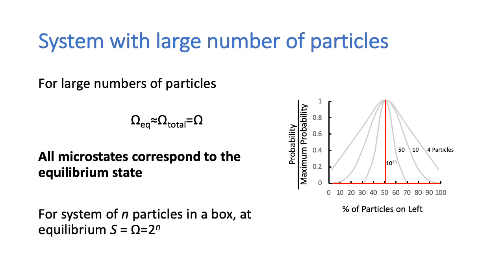For a system of n particles in a box, we don't need to calculate the different number of microstates. We simply say that at equilibrium, S will be equal to omega, and this would be the value of omega total, which is equal to 2 to the power n.